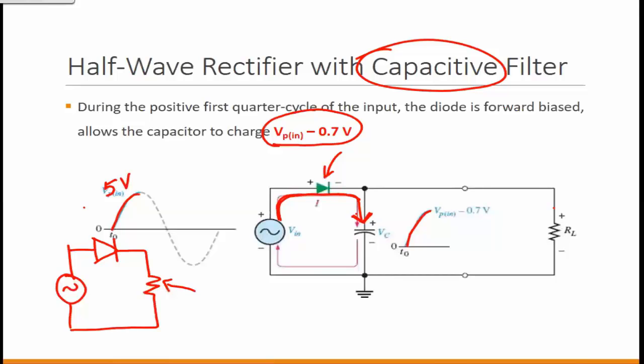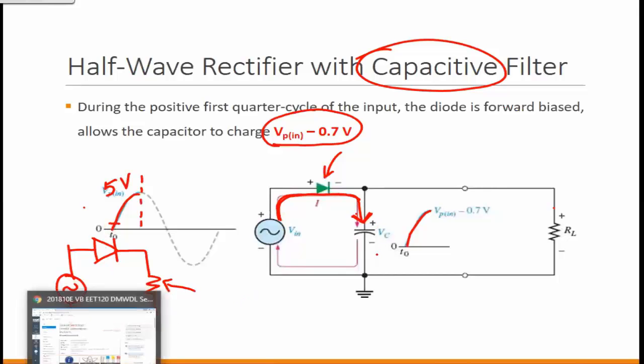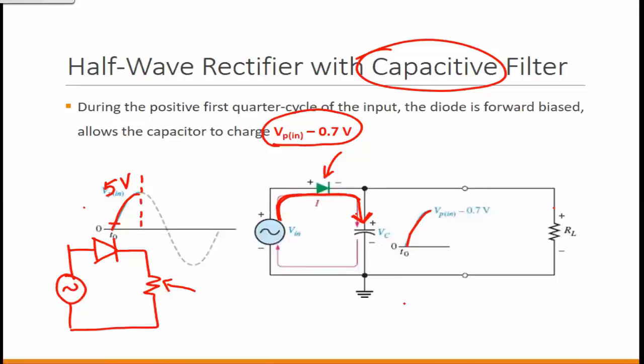So during the first quarter half cycle, as the input signal is increasing, the diode becomes forward biased as long as you cross that 0.7 volts. And then the capacitor starts charging to a maximum value of 4.3 in this case, correct? Since that capacitor is placed in parallel to the resistor, the voltage on the resistor would be identical, following the same shape. But what happens after that is what would be different.